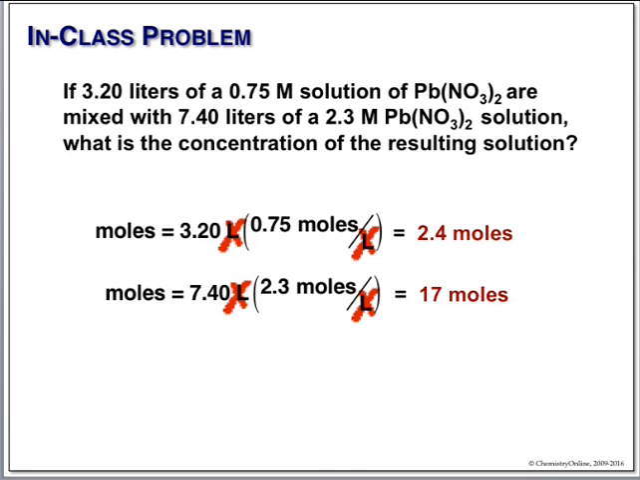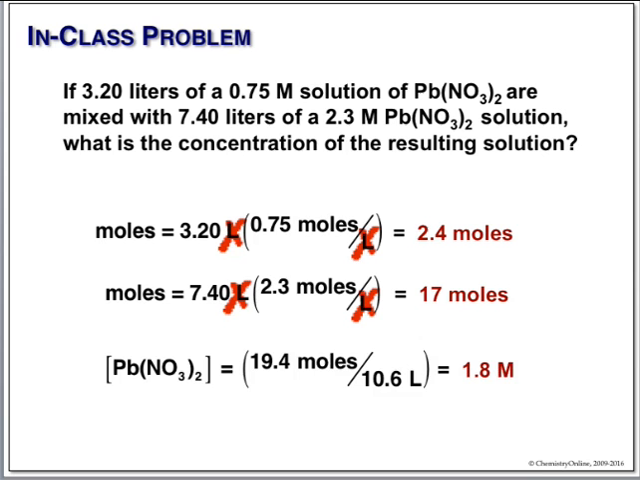So how many moles of lead nitrate did we put in there total? It's going to be 17 plus 2.4, 19.4 moles. That's how many moles we have. What's our volume? Simply the sum of the two volumes, right? Here we took 3.2 and 7.4. That's our total volume. So we know the number of moles by adding these together. Know the number of liters by adding those together. Therefore, it's 19.4 moles, 10.6 liters. What's our concentration? 1.8 moles per liter.